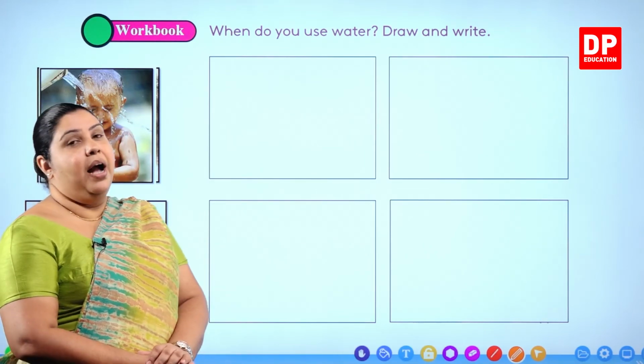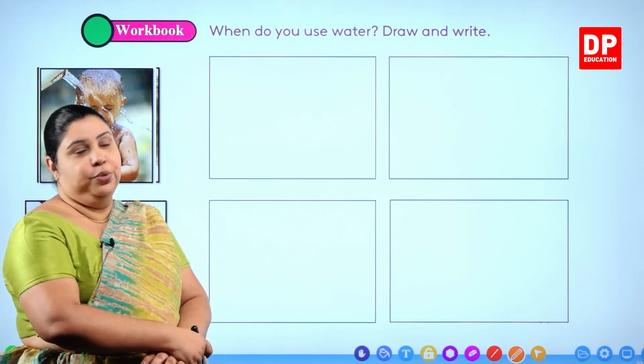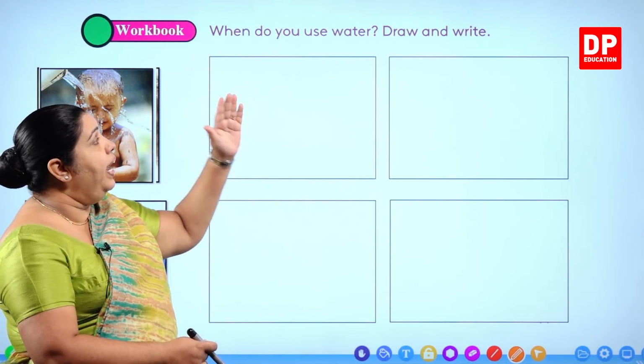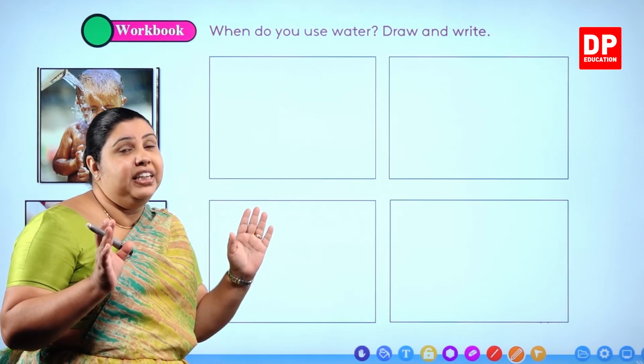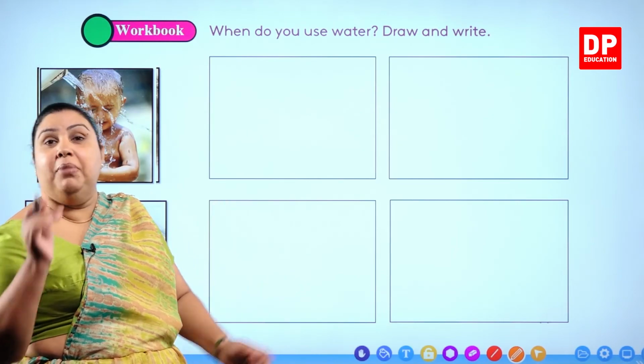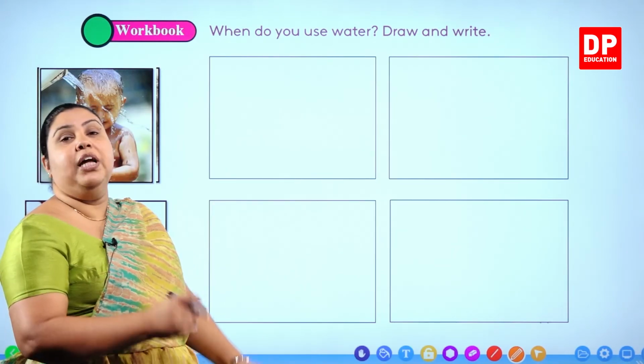So now I am going to bring some pictures for you. It says draw and write. So I always, whenever there is a drawing activity, I bring my pictures for you, no? But you have to draw. මගේ දුවල පුතාලා අඳින්න ඕනේ.